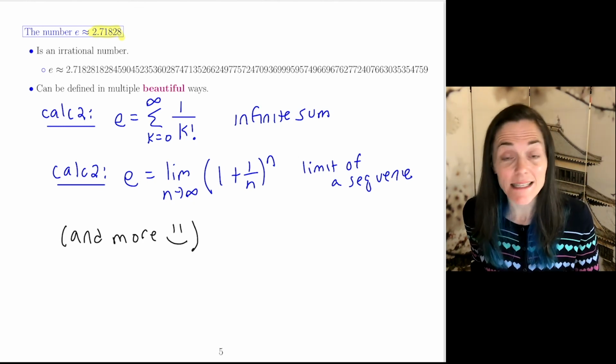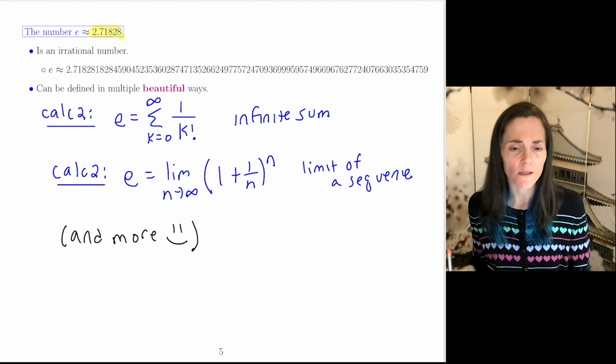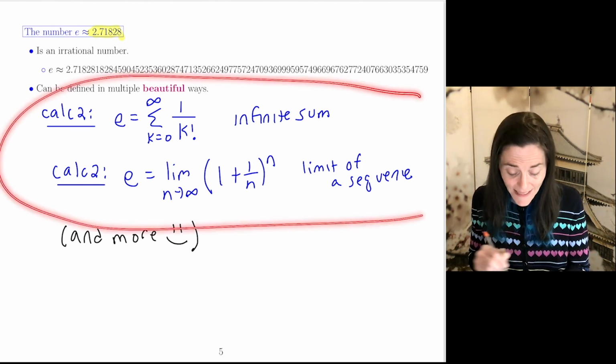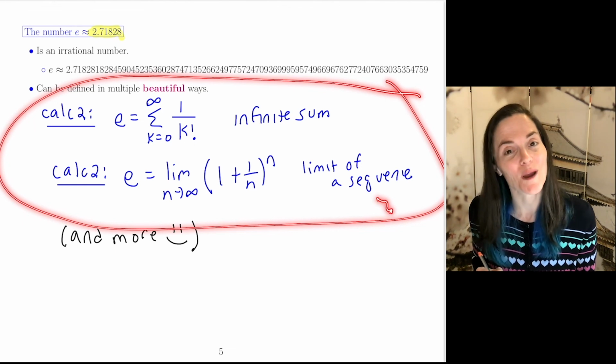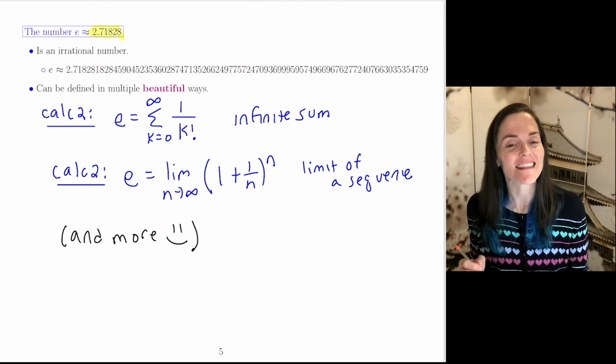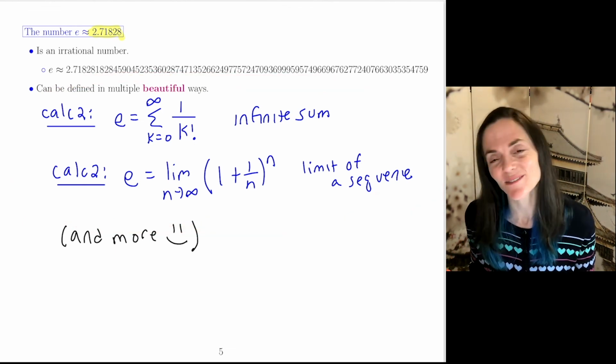As I mentioned, it's the most important base in the calculus courses, and these two definitions of e, you do not have to worry about right now, but you will see them in calculus 2.